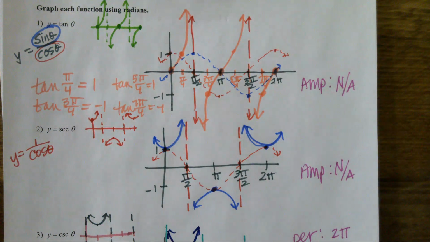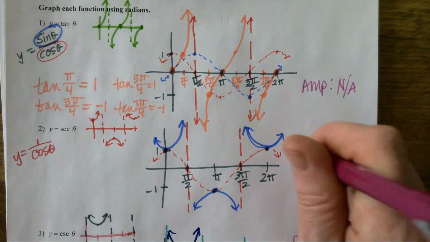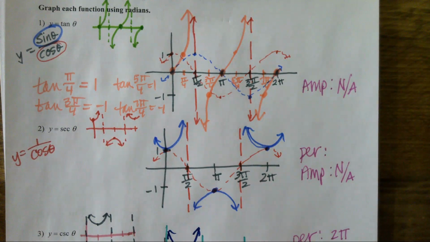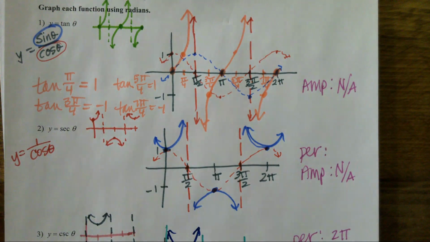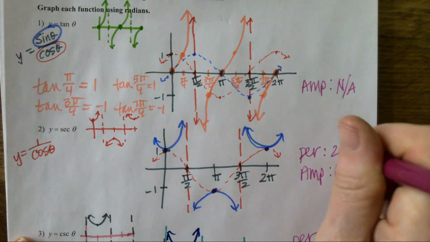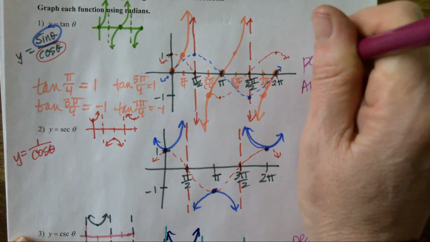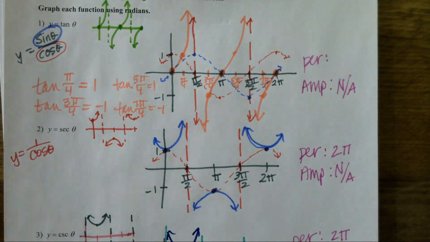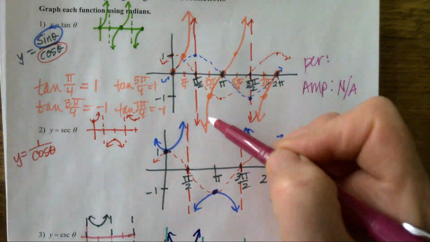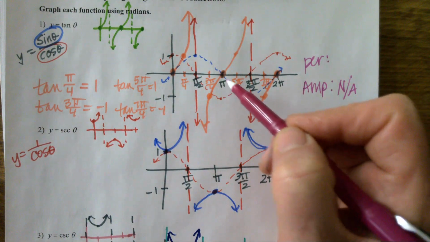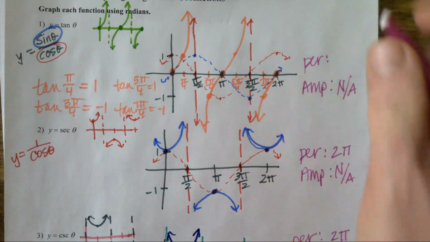How about period? Period for secant, how long does it take to repeat itself? 2 pi, the full way. And then for tangent, how long does it take for it to repeat itself? I think I heard somebody say pi, half the time. Yep. It goes up, it goes down. It goes up, it goes down. That's a repeat, right? So pi.